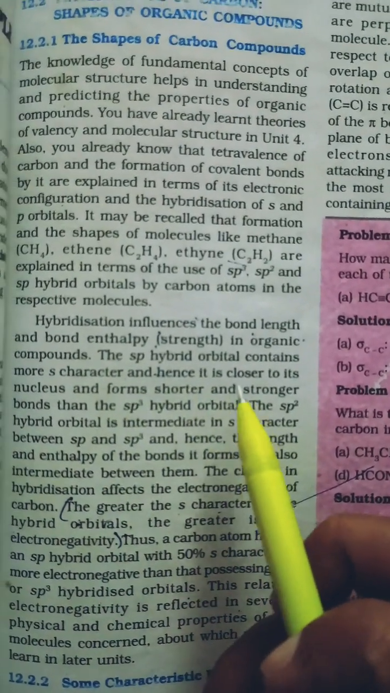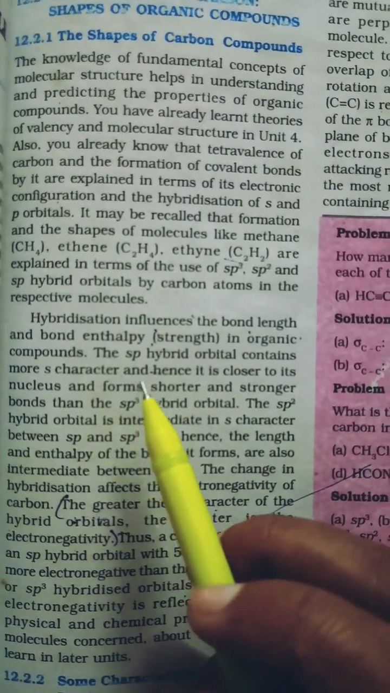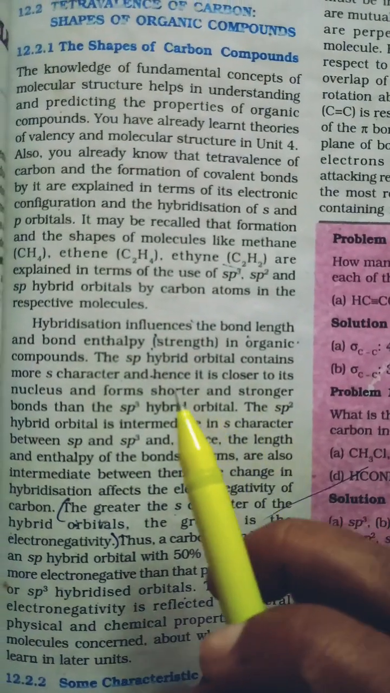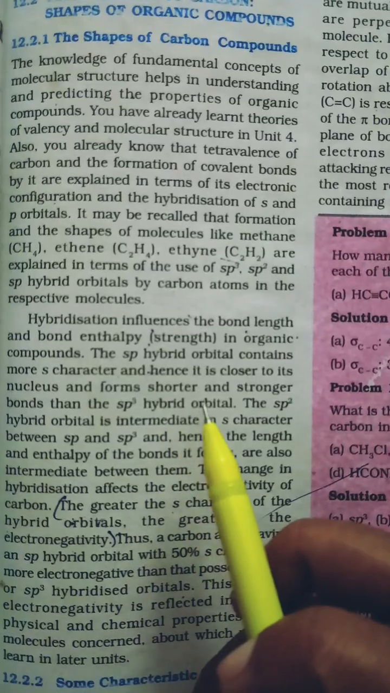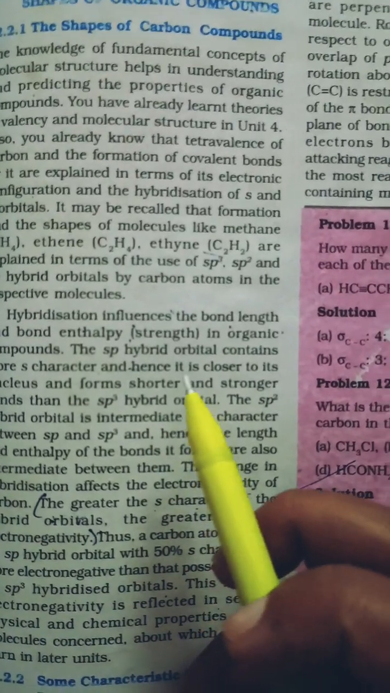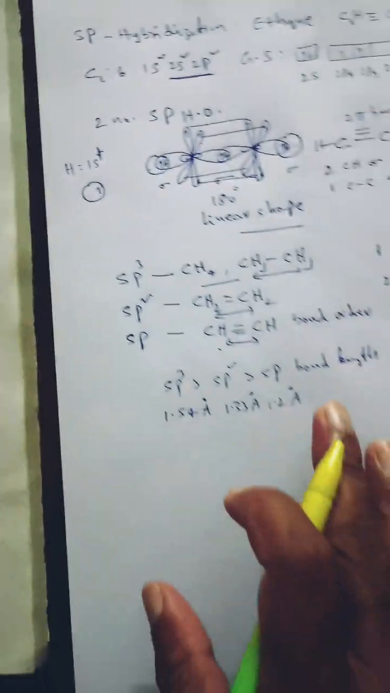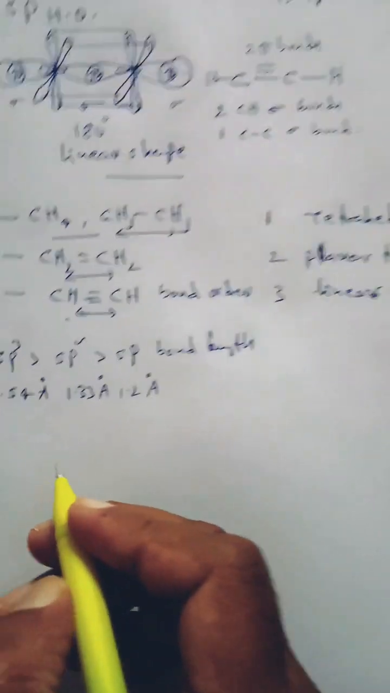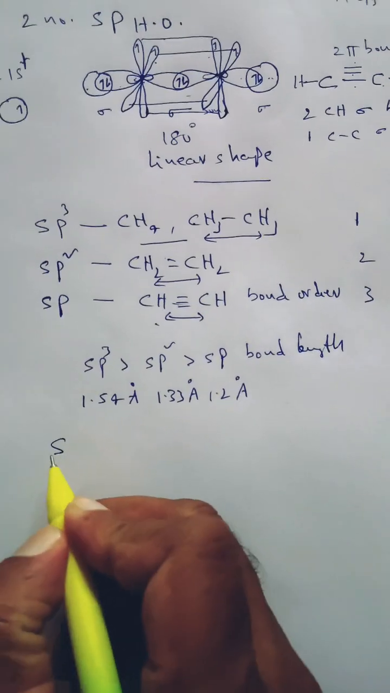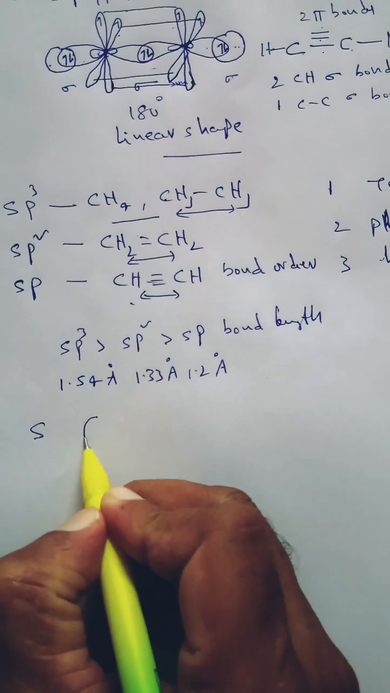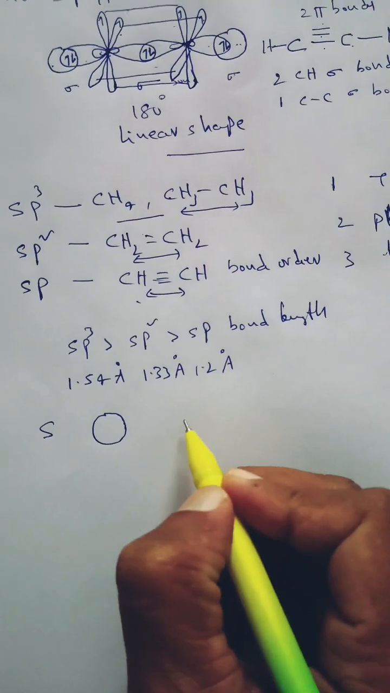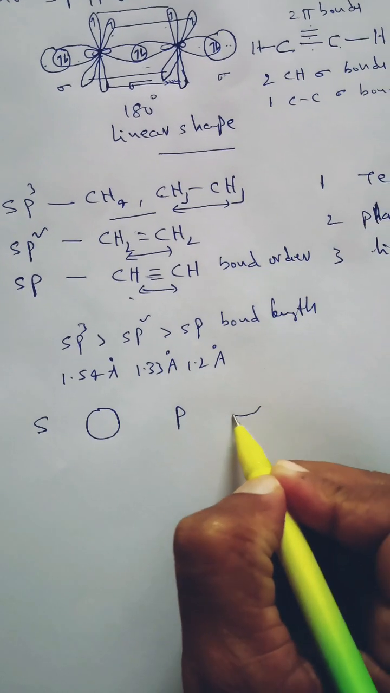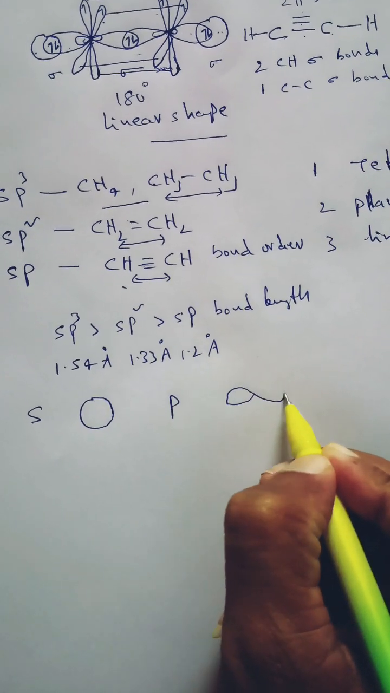The sp hybrid orbitals contain more s character, and hence are close to the nucleus and form shorter and stronger bonds than the sp3 hybrid orbitals. So here what he is using is s character. S character means, you see, an s orbital has a spherical shape like this, and a p orbital has a dumbbell shape.